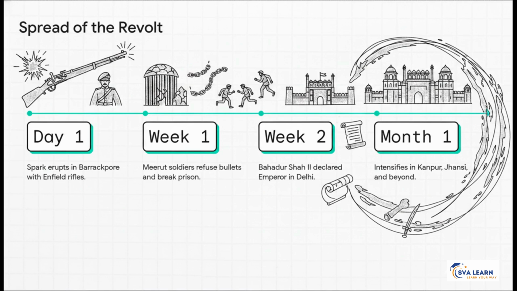By week 1, soldiers in Meerut openly refused to use the bullets, leading to mass arrests and then a violent prison break. The freed soldiers then marched straight to Delhi. They stormed the Red Fort and actually declared the Mughal king, Bahadur Shah II, as the Emperor of India. From there, the whole thing just spreads like wildfire to major centers like Kanpur and Jhansi.